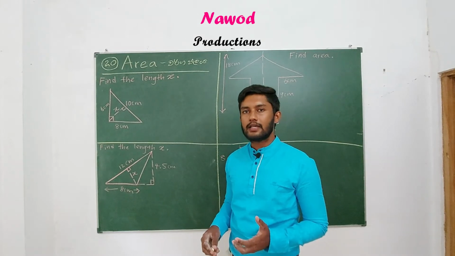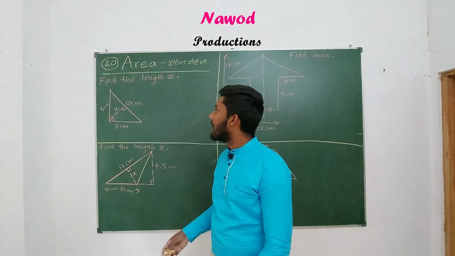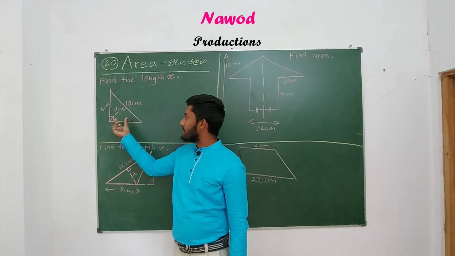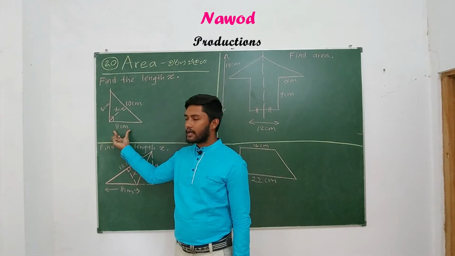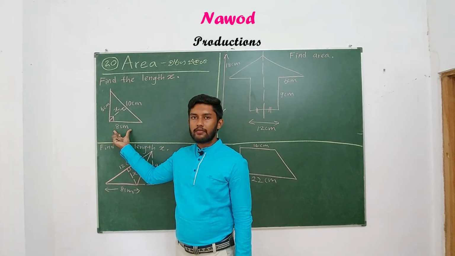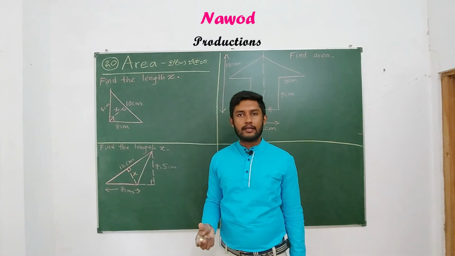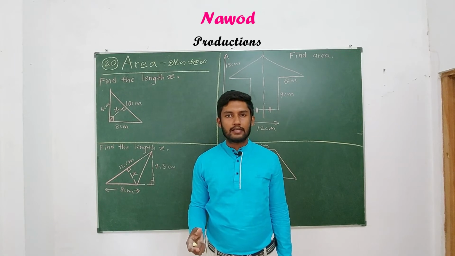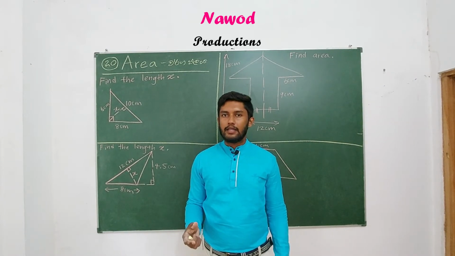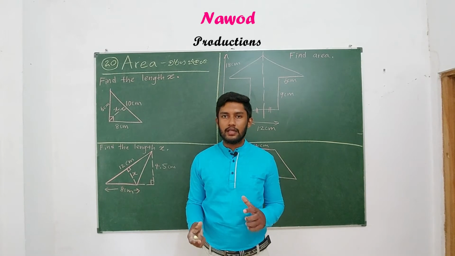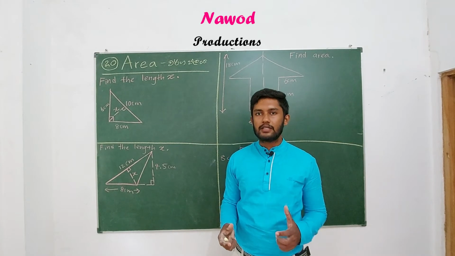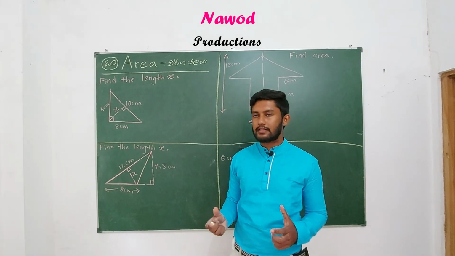When considering this area of a triangle, find the length x. They have given some dimensions on a triangle and we want to find the value of x. We already know that the area of a triangle is half into base into perpendicular height. That equation we want to use in this question to find the value of x.